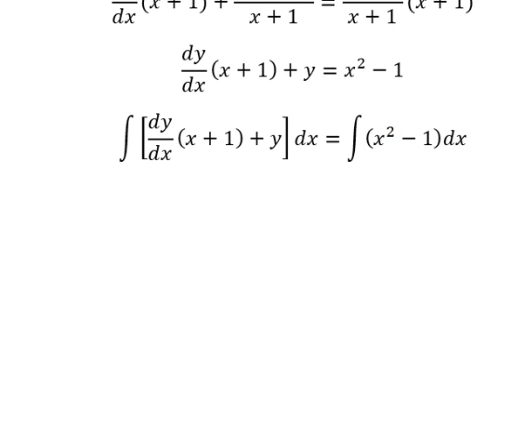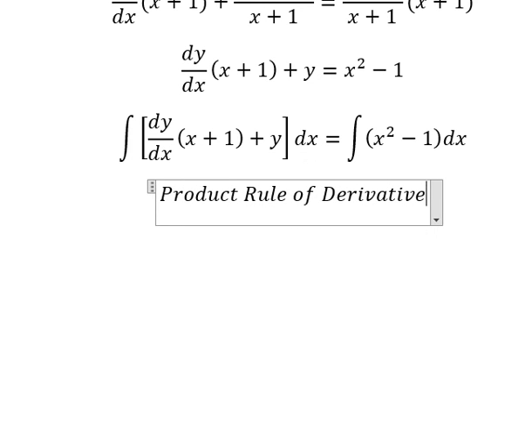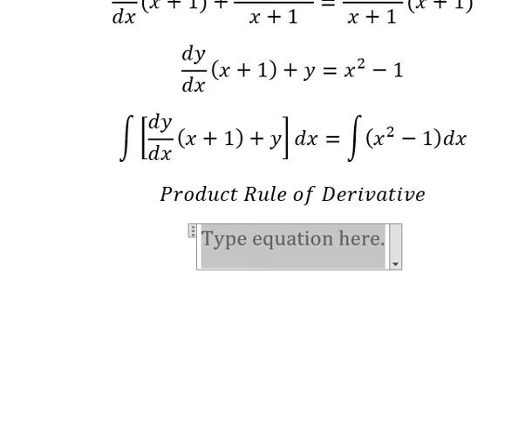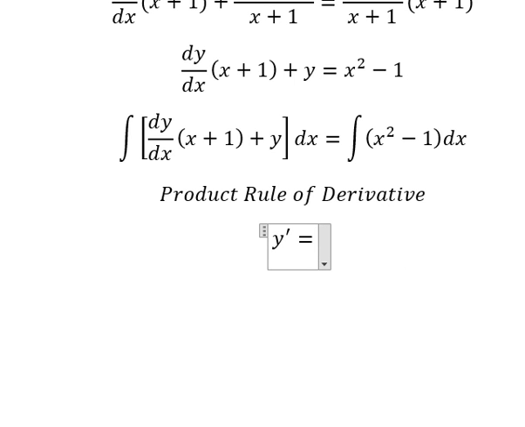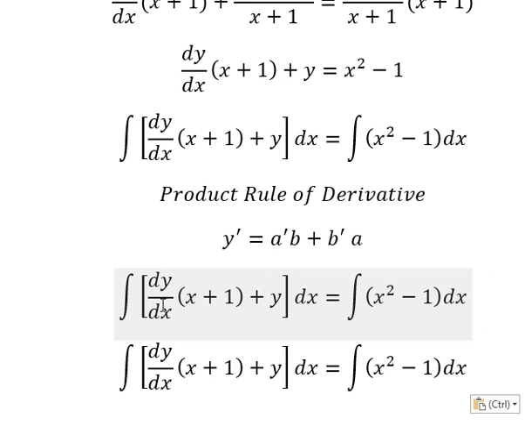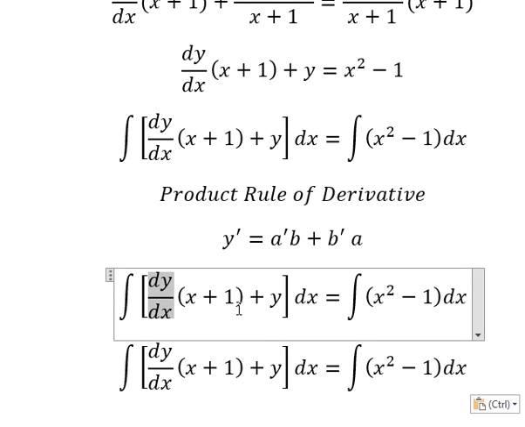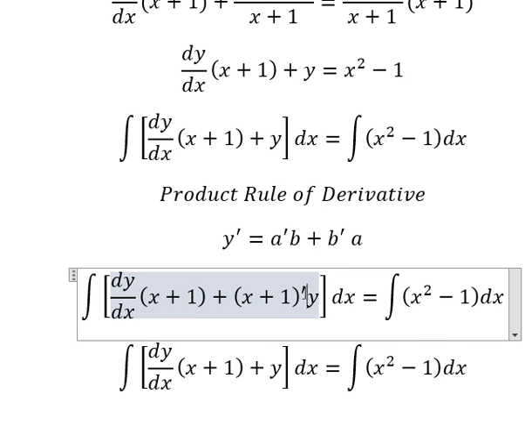Next, we need to use the product rule of the derivative. So we have the first derivative of a multiplied by b plus the first derivative of b multiplied by a. For this one, we have the first derivative of a multiplied by b, and this one, we have the first derivative of b. That's why we have number 1 next to y in here. And this one, that's it for a.